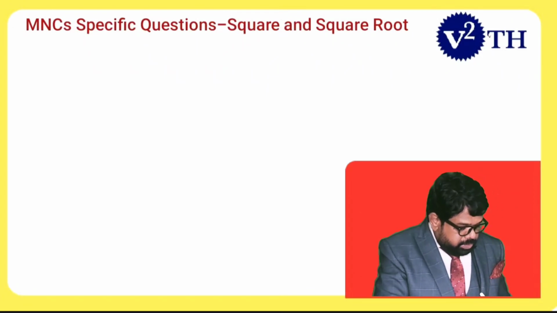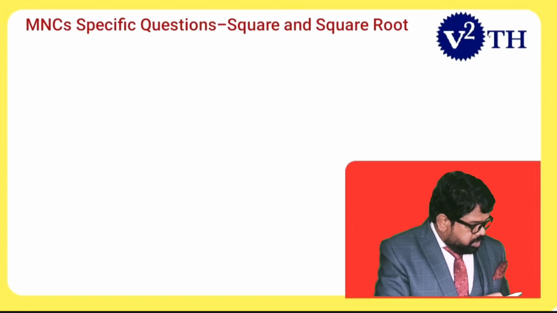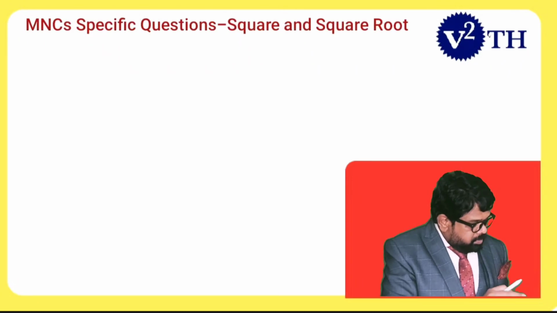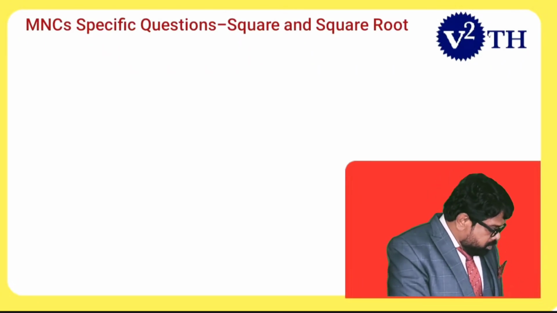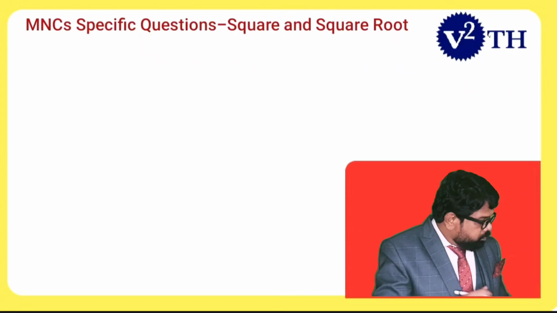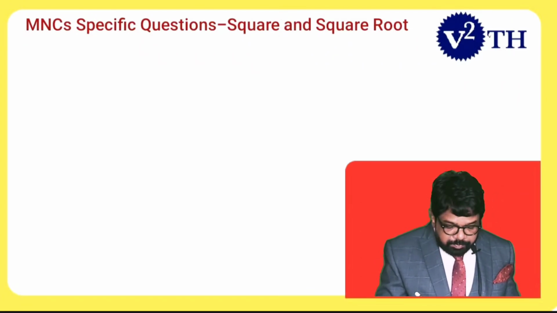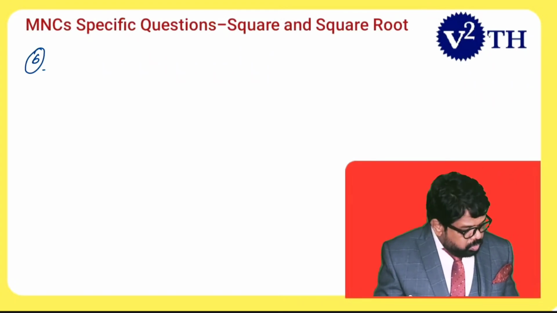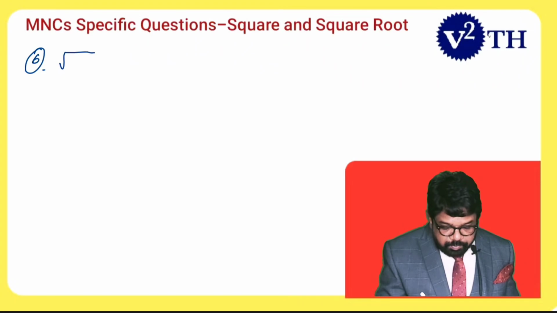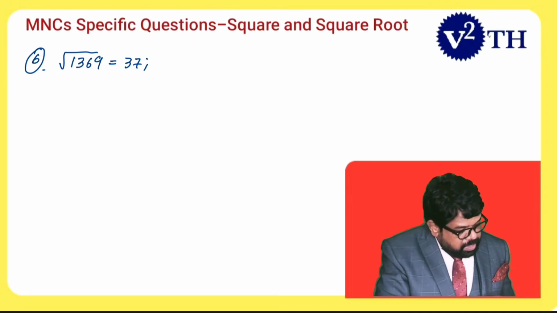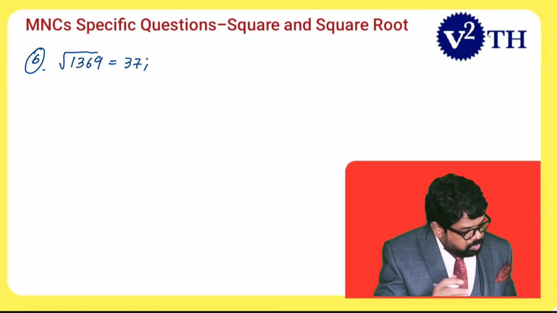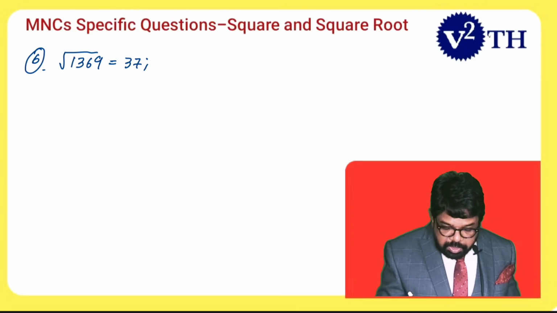Now in the material, the next question is question number 6, you can do it. See here, what is given? Square root of 1369 is 37, it is given. By using this, you have to calculate the value of the square root of 13.69. This value you have to calculate.